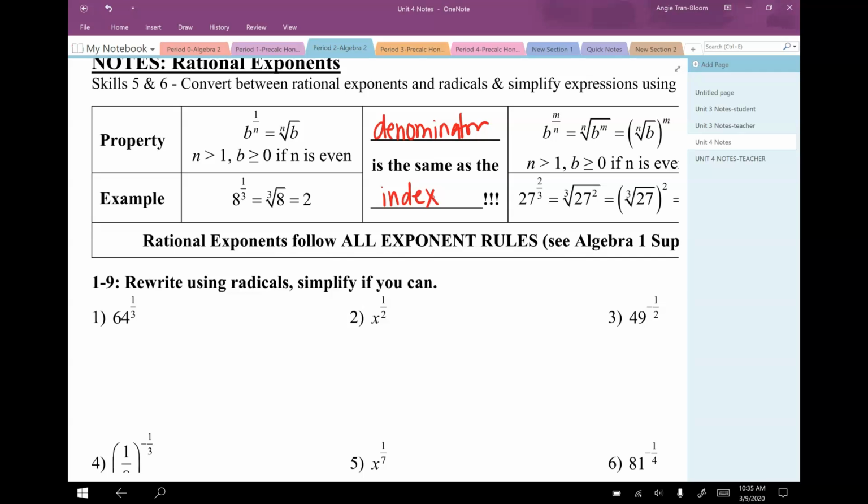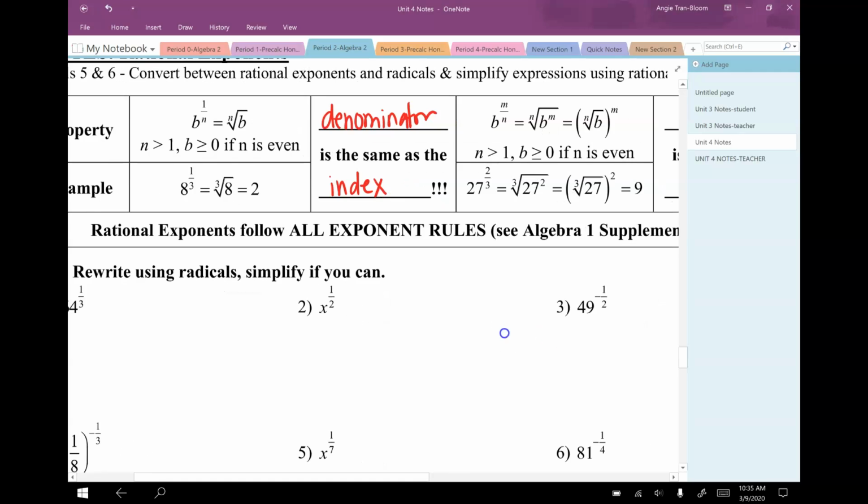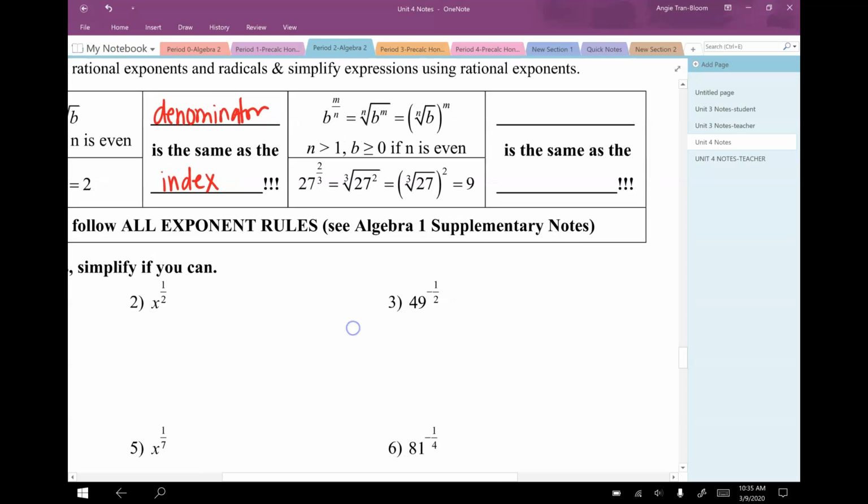On the next screen, we have a couple of boxes. It says b is your base to an exponent of m divided by n. What's your denominator? n. Is that still the index? Yes. What's your numerator? m. Where does that m go now that it is rewritten in radicals? Exponent. You're right. It's the exponent of your base.